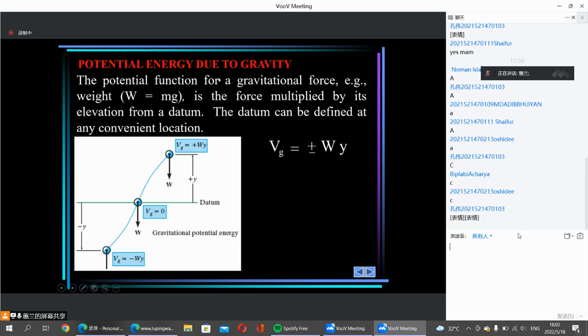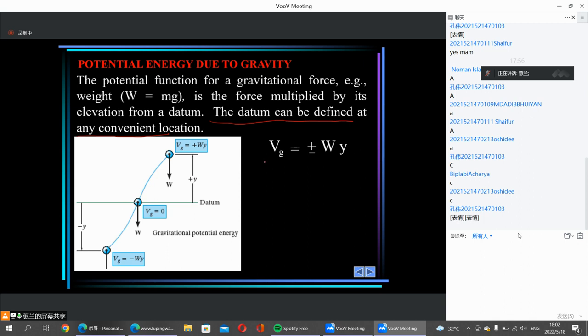Okay, here the potential energy due to gravity. The potential function for gravitational force, for example the weight, because the weight is equal to mass times gravity acceleration, is the force multiplied by its elevation from a datum. The datum can be defined at any convenient location. It's very important here: the datum line can be defined at your convenience. It's up to you. You can define any line as a datum line.